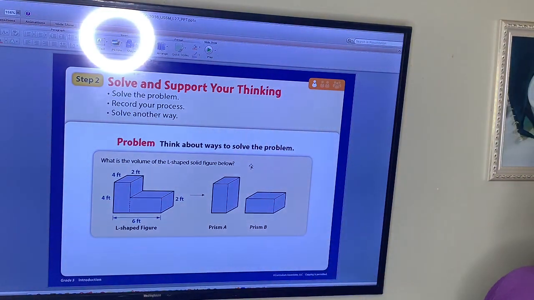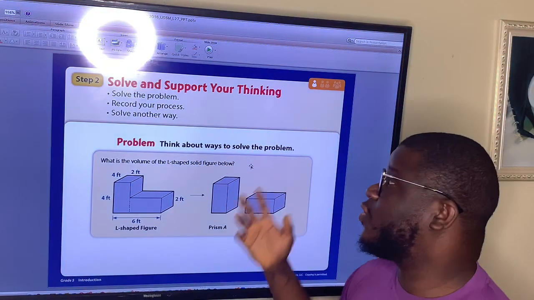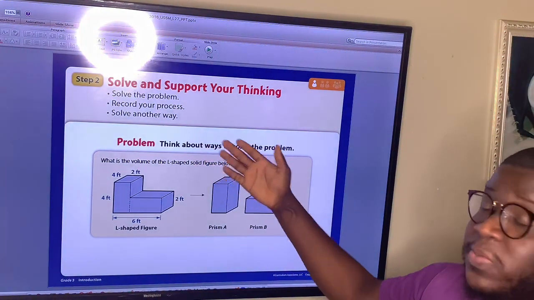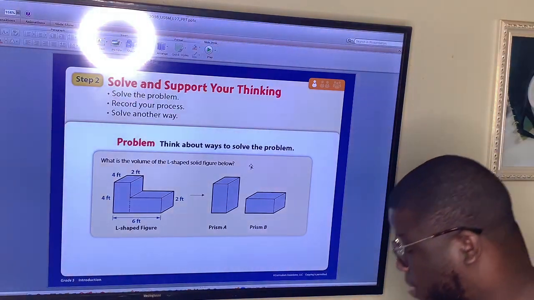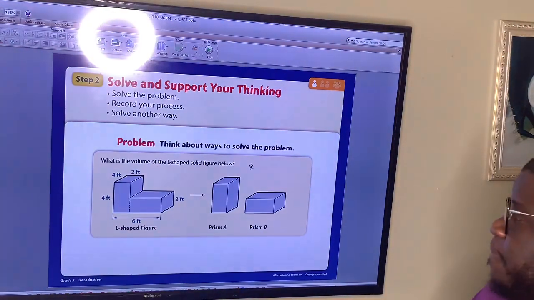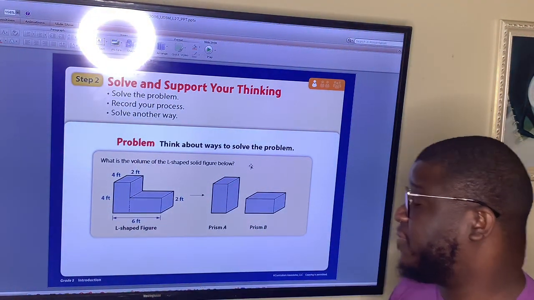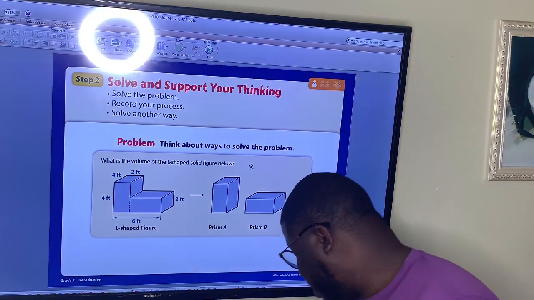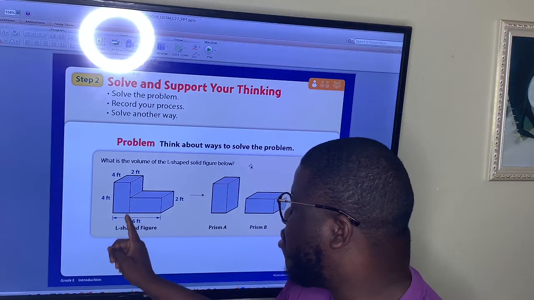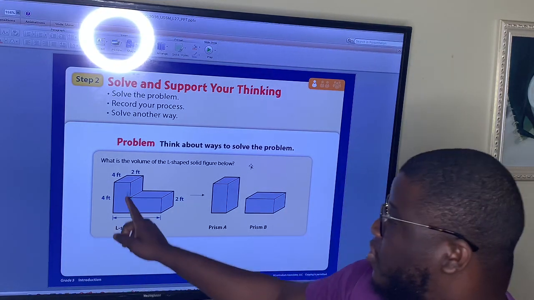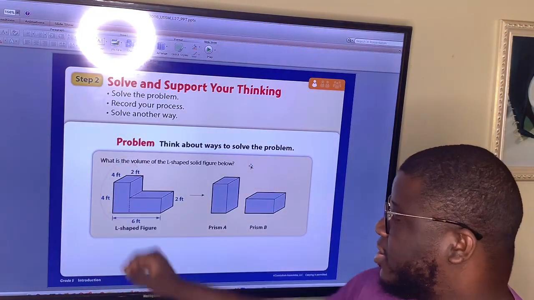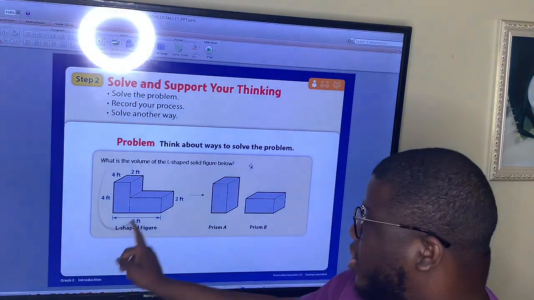So after you answer those three questions, you want to solve and support your thinking. Well, how will we solve this problem? All right, first you just want to solve the problem. The goal here is, since we have an irregular shape or composite figure, as you all know, we can cut this shape vertically. The reason why I want to cut this shape vertically is that if I cut it vertically, one of my prisms will have all the three dimensions, right? Prism A will have all the three dimensions.